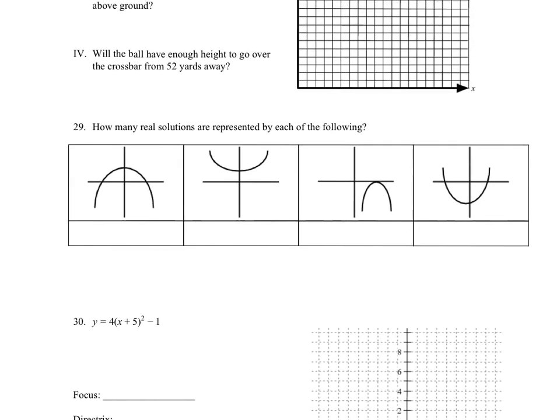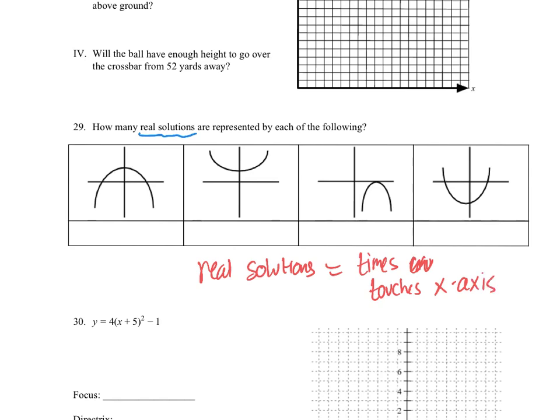Down here, this one's super easy, guys. This one only asks for real solutions. Real solutions, another way of writing that, just equals times it touches the x-axis. How many times does this touch? 1, 2. So 2 real roots. How many times does this touch? 0 real roots. How many times does this touch? 1 real root. How many times does this touch? 2 real roots. All right, pretty simple.